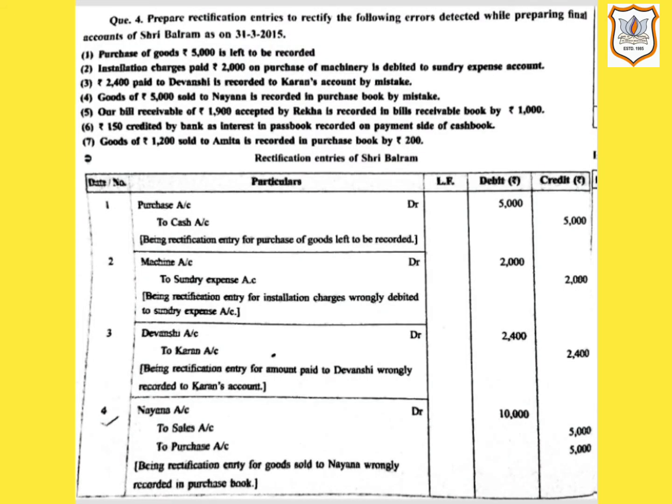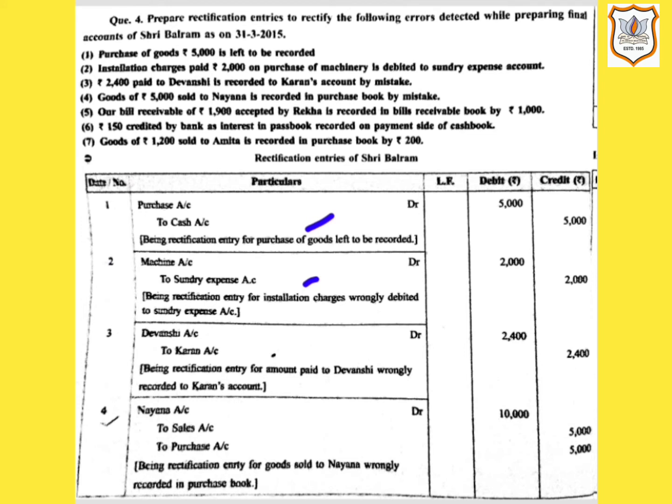Here you must remember that you will also have to write a narration below every rectifying entry. Like in the first one, the narration would be: being rectification entry for purchase of goods left to be recorded. And in the second rectifying entry we will write a narration like: being rectification entry for installation charges wrongly debited to sundry expense account. Now let us see the next error.